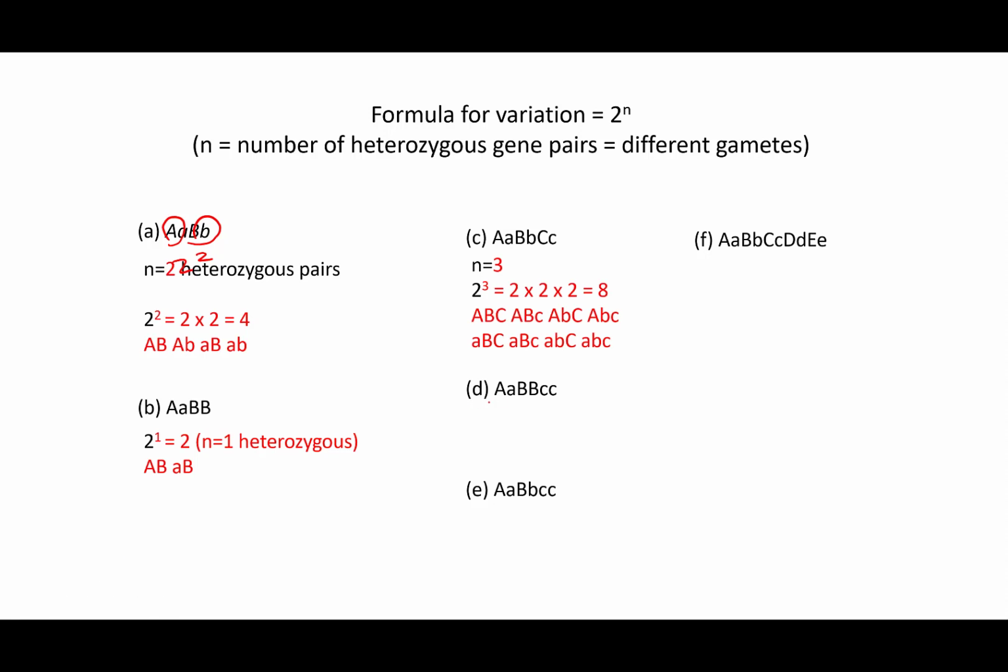What is n for D? So only 1. All right, so 2 to the 1, so we get 2. Those are the only 2 outcomes. E, how many of the pairs are heterozygous? n is 2, so 2 squared, 4. Finally, for F, how many are there? That's the one we just did. 2 to the 5, 32 different combinations of genotypes.